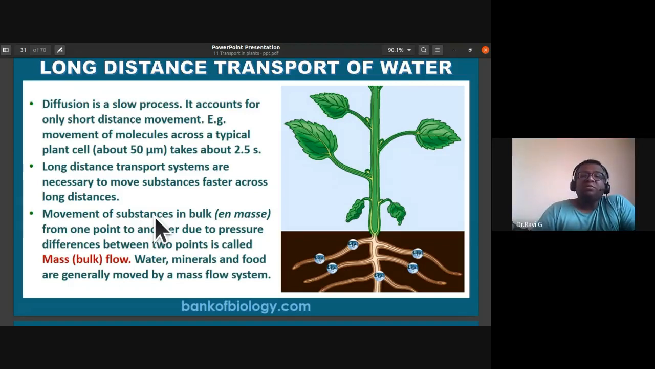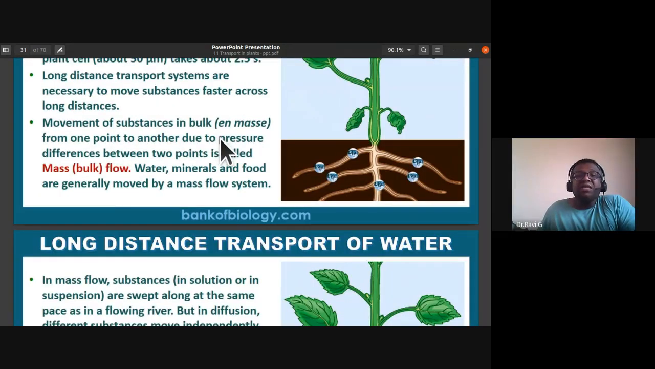See, for the long distance transport systems, it is a necessity for the substances to move faster across the long distance than slow movement. So it is a necessity that the substances should move faster along these long distances. Movement of substances is in bulk, and it is not patchwise movement of water, little by little. It is in bulk. So en mass movement of transport of water or en mass movement of food takes place. So movement of substances is in bulk. Bulk in the sense en mass.